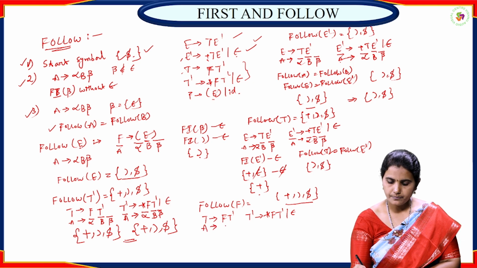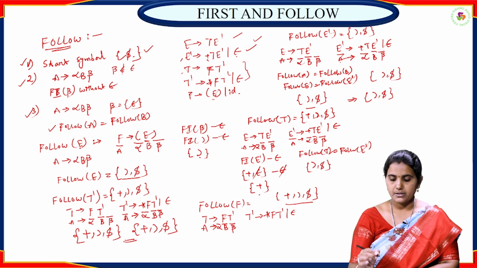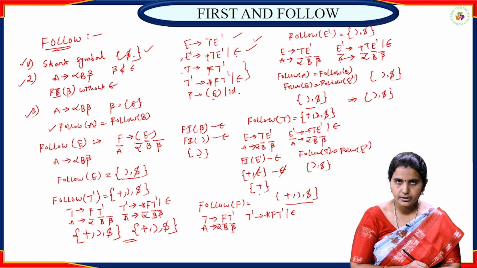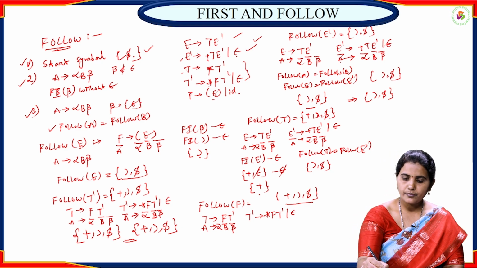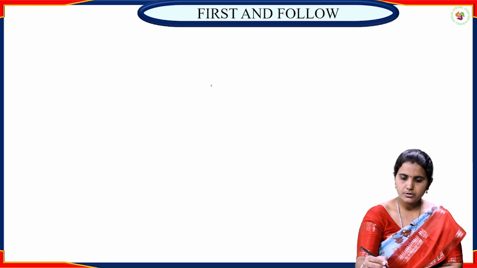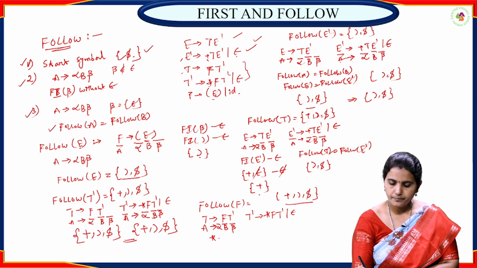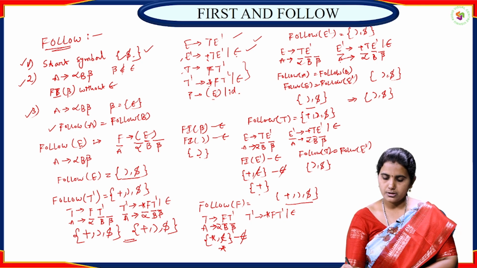A implies, here F is considered as B. Left hand side is alpha. Right hand side is beta. Right hand side beta is present, means you are going to apply the second rule. First of beta without epsilon, means first of T dash. Means the first production starts with the terminal, so your output is star without epsilon. Then your output is only star. Same, go for the next production.